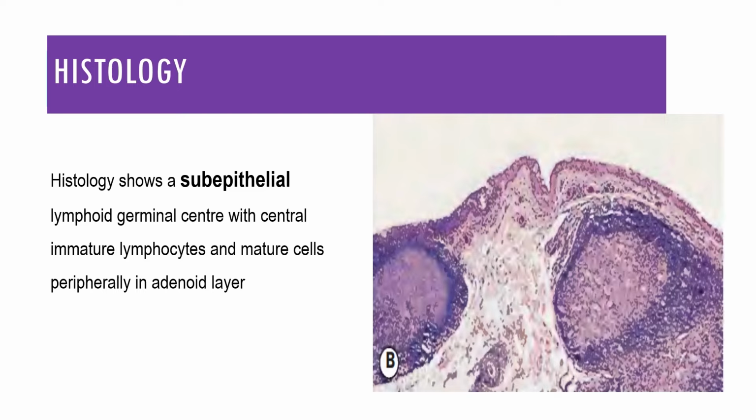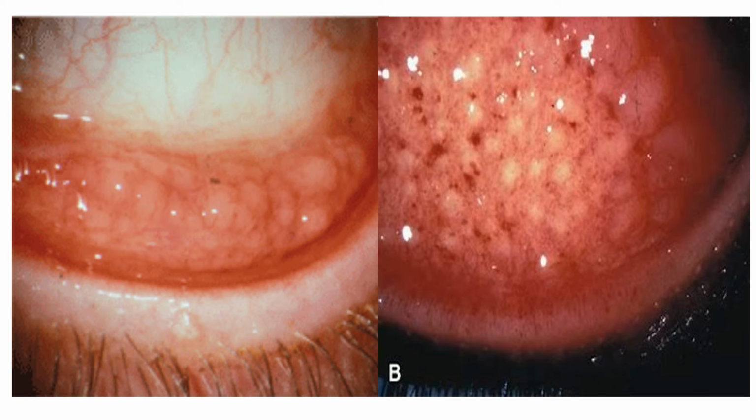Coming to histology, follicles basically will show a subepithelial lymphoid germinal center. So you can see this lymphoid follicle formation, in which you have the immature lymphocytes in the center and then you have the mature lymphocytes in the periphery. Again, here you can see multiple follicles. You can see here, these are the whitish translucent lesions, just like rice. The appearance is like that of rice. So these are follicles. Again, you can see follicles here with the shiny reflex from the slit lamp.